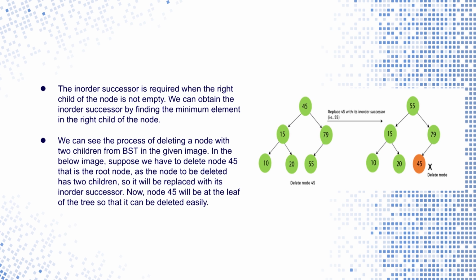So, by the in-order traversal we have the elements 10, 15, 20, 45, 55 and 70. So, the in-order successor of 45 is 55. So, 45 should be replaced by 55. After deletion of 45, with 45 replaced by 55, the tree's root item is 55, the left successor is 15, the right successor is 79, and the grandchildren remain as they are. We easily remove 45 from the given tree.